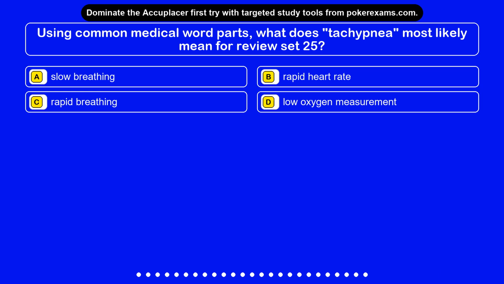Question 23. Using common medical word parts, what does tachypnea most likely mean for review set 25? Option A, slow breathing. Option B, rapid heart rate. Option C, rapid breathing. Option D, low oxygen measurement.